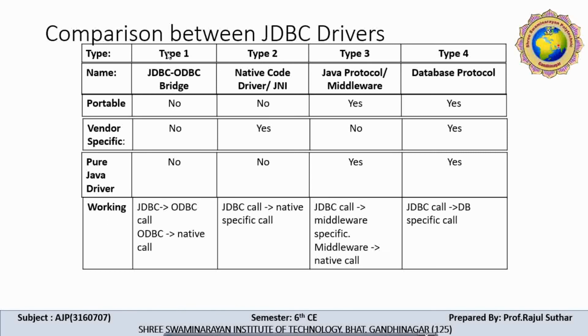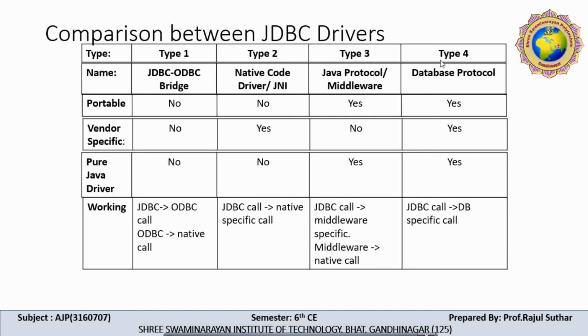Working means, if we are connecting with the JDBC-ODBC bridge, JDBC call to ODBC call and ODBC to native call. This type of connection is required while we are using the type 1 driver. While we are using the type 2 driver, we require JDBC call to native specific call. And while we are using the type 3 driver, JDBC call to middleware specific. Here the name suggests middleware. We require one middleware server. So it is specific to the middleware and native call.